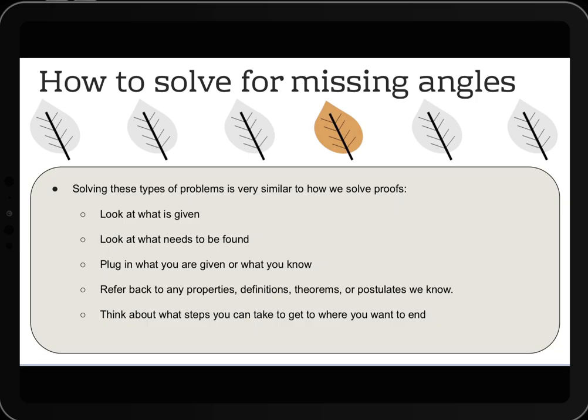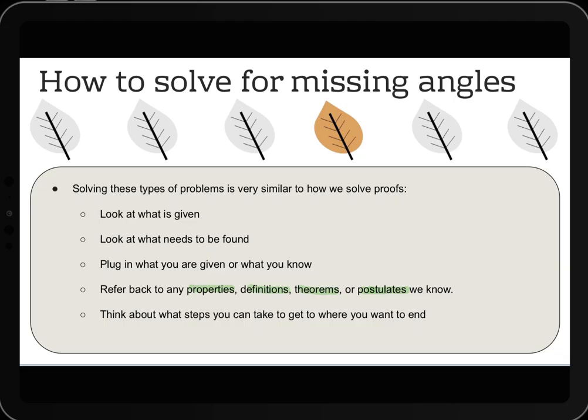So I would recommend that you use your reference sheets on things like this, meaning that any slide that we've provided you that has information about a property, a definition, theorem, postulate or axiom, you want to utilize those when you're trying to solve problems like, for example, what we're doing here.